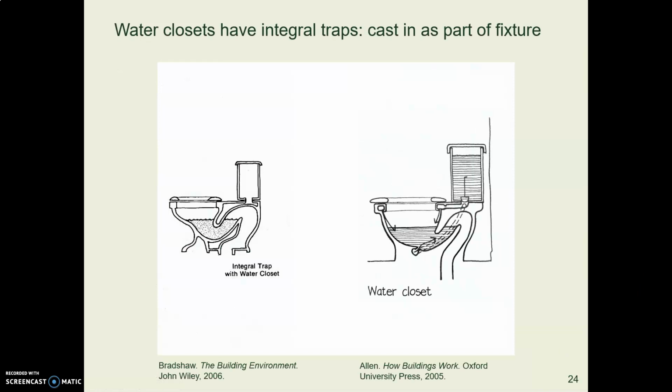Toilets, and by the way, toilets are called water closets. So toilets have their own P-trap built in. And toilets don't use pumps or anything like that. They use water pressure and siphons, water pressure and vacuums. And down in the bottom of the toilet, there's this P-shaped trap that fills up with water due to gravity, and it keeps gases from escaping into the room.